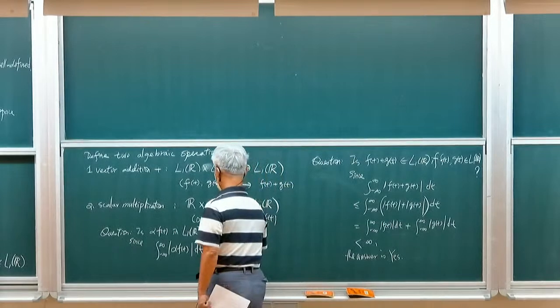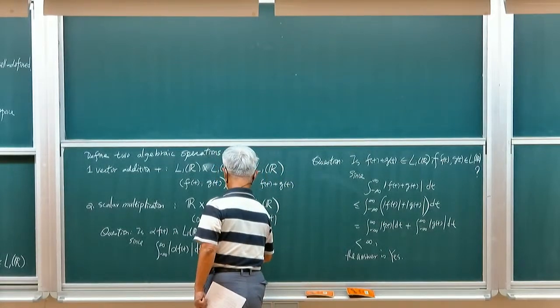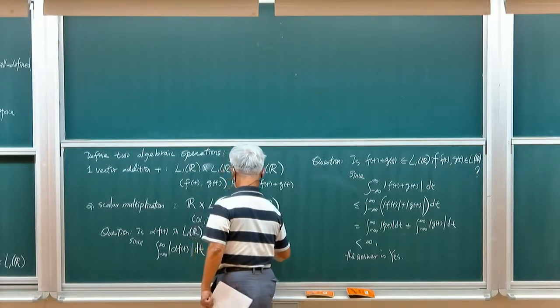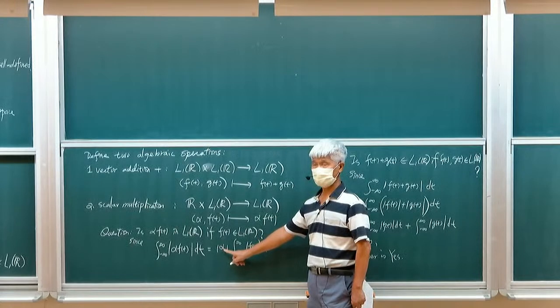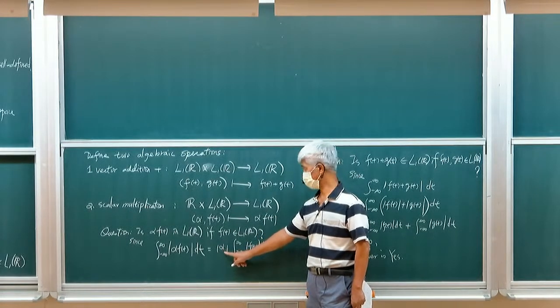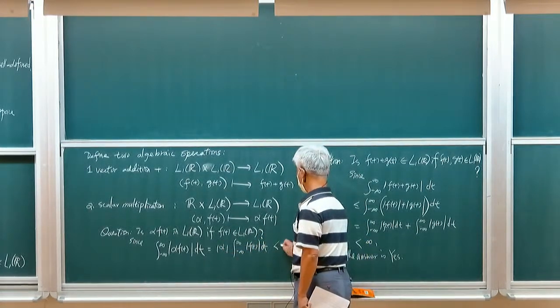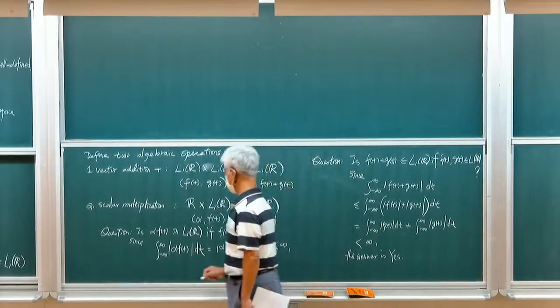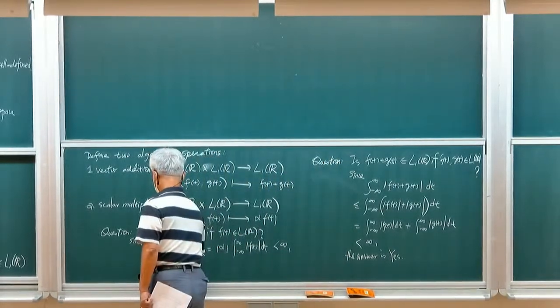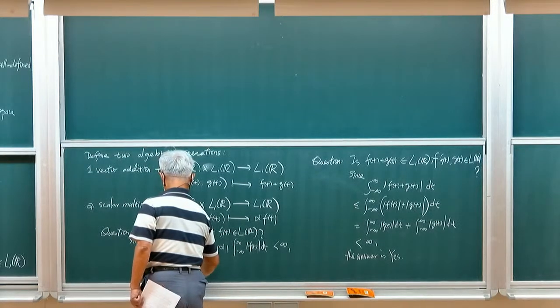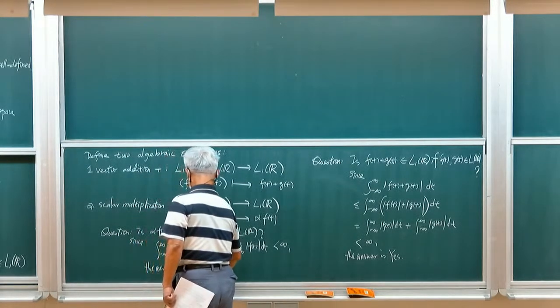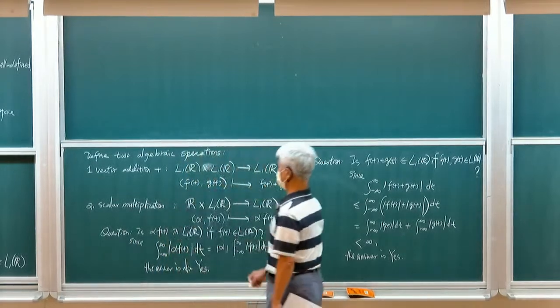But this integral, alpha is a scalar, of |f(t)| dt here, but this is finite, and this is a positive real number. So of course it's finite. So the answer is also yes. Okay, so it's also yes.